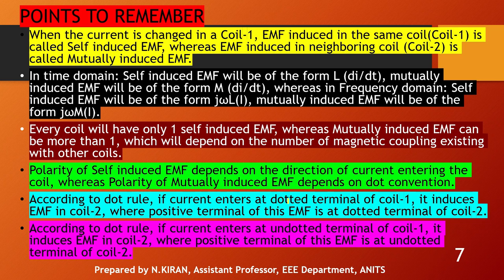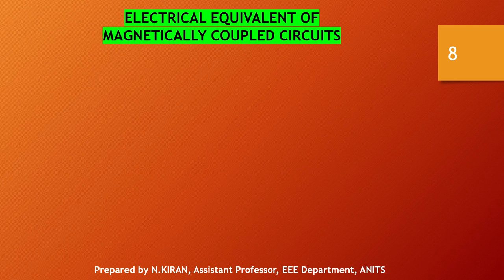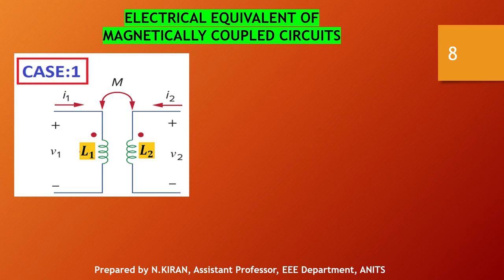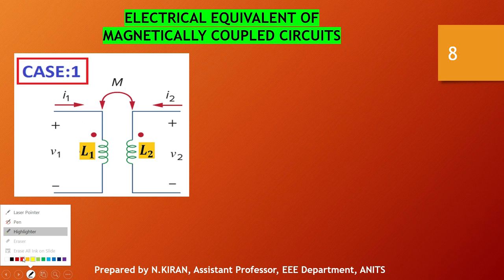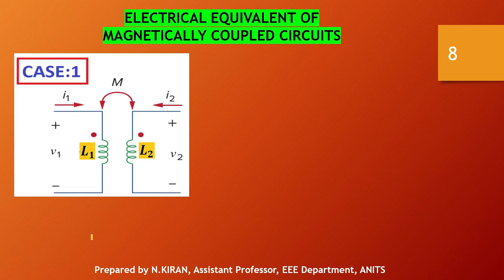Now let us see in detail how to find the electrical equivalent of a magnetically coupled circuit. In the first case, I have considered this magnetically coupled circuit. Here L1 indicates the self-inductance of the first coil, and L2 indicates the self-inductance of the second coil. I1 is the current flowing in the first coil, I2 is the current flowing in the second coil. V1 is the voltage across the first coil, V2 is the voltage across the second coil, and M is the mutual inductance existing between the two coils.